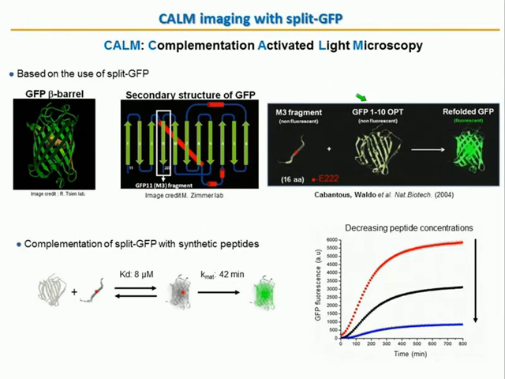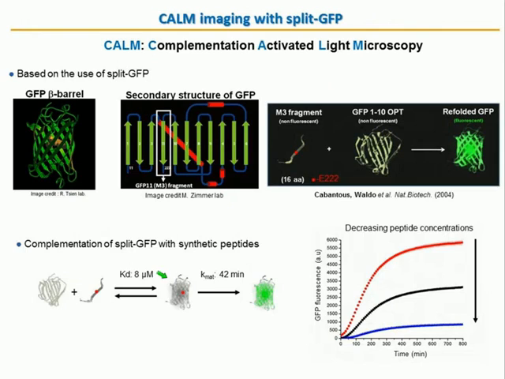The absence of fluorescence comes from the fact that in the beta sheet that has been removed, there is a key amino acid, glutamic acid 222, which participates in the chromophore formation, and when removed, you end up with the big fragment being non-fluorescent. This split fluorescent protein has been developed by the group of Waldo in Los Alamos, and the very interesting thing is you can actually recomplement the protein and make the GFP active again by simply providing the missing beta sheet fragment as a synthetic peptide in solution.